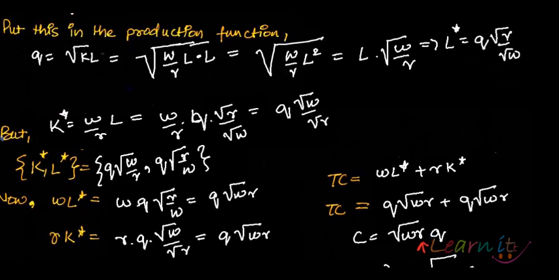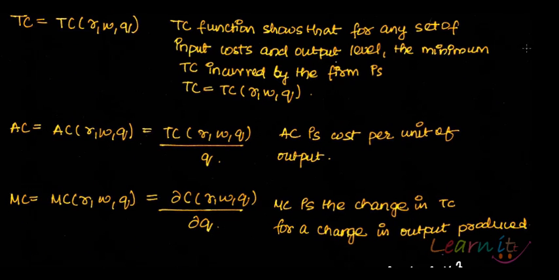Now, cost function shows that for any set of input cost and output level, the minimum cost incurred by the firm is TC, and this is what you have found out. Your C(W, R, Q) is showing the minimum cost to produce a given level of Q with a given level of W, R. Right? AC is the per unit cost of output.